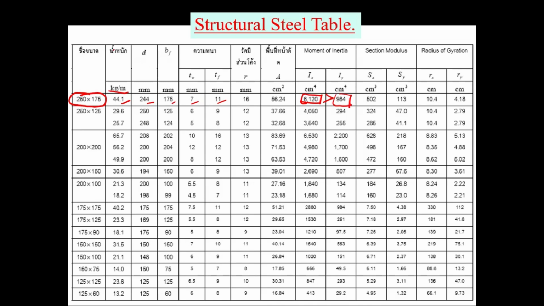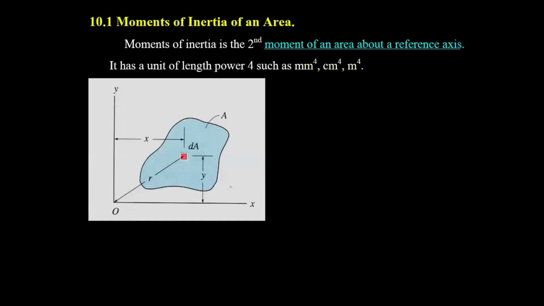Again, that's why we set up the beam in this manner. We don't put it in this manner because the I over here, I sub x, is larger than the I over here, I sub y. Now, coming into the concept of moment of inertia, we start with mathematics.